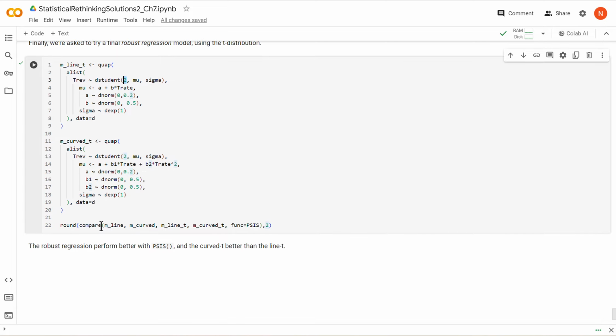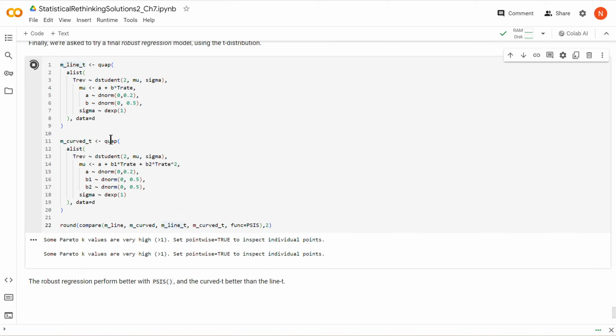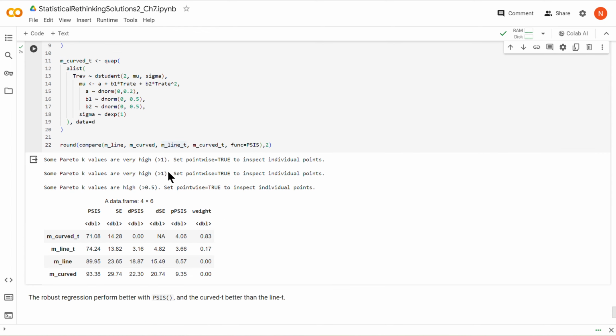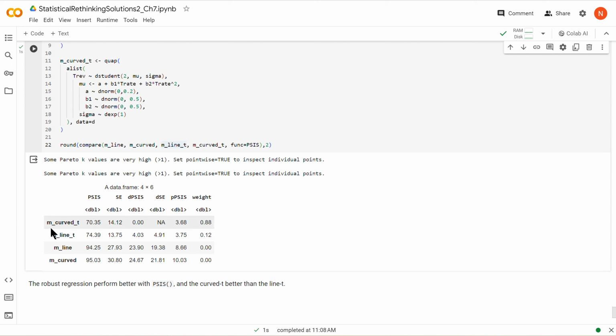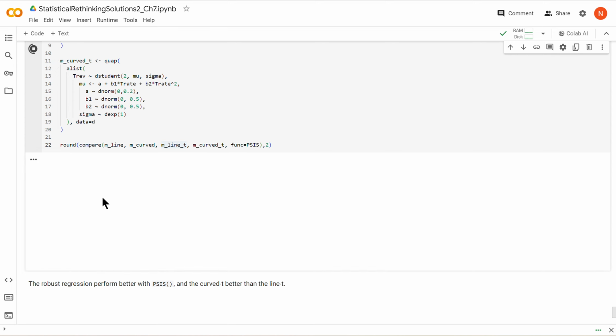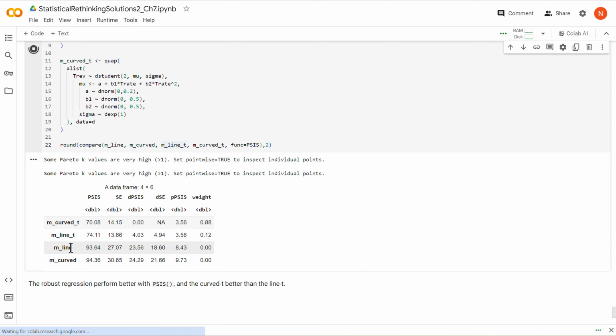Then I'm going to again compare everything: the previous models as well as the t models, both the line and the curve. A few things here. We can run this several times. The previous time the best scoring model was the curved t, again with about the same weight. I run it again, and the best model is the curved t.